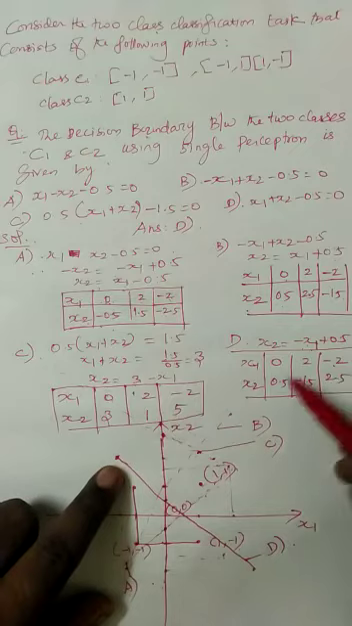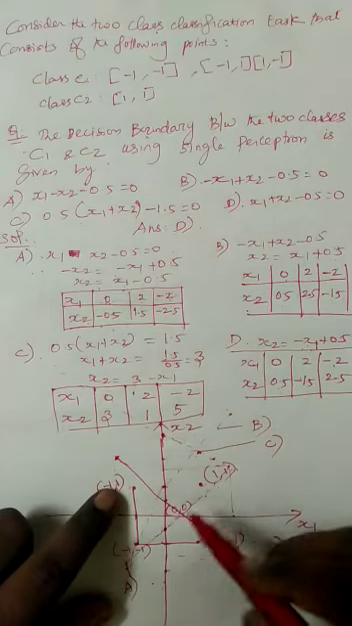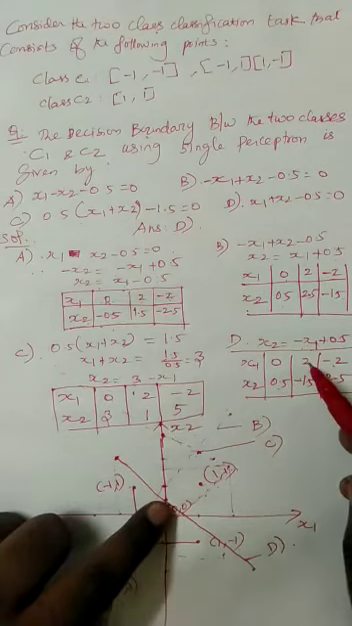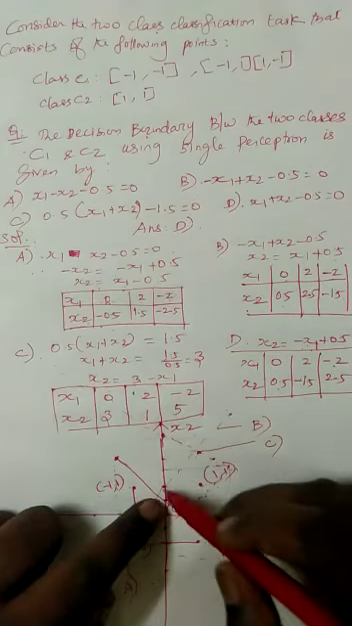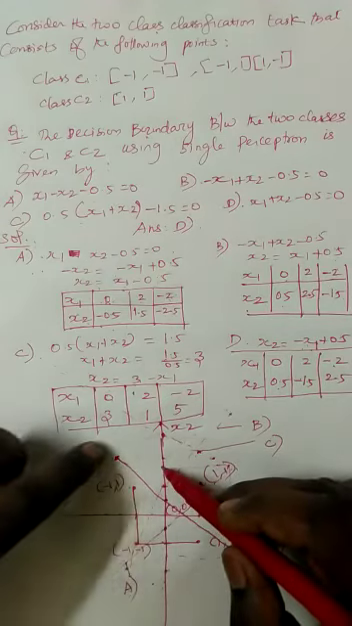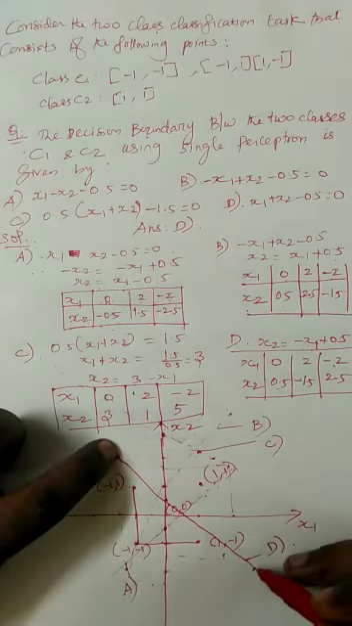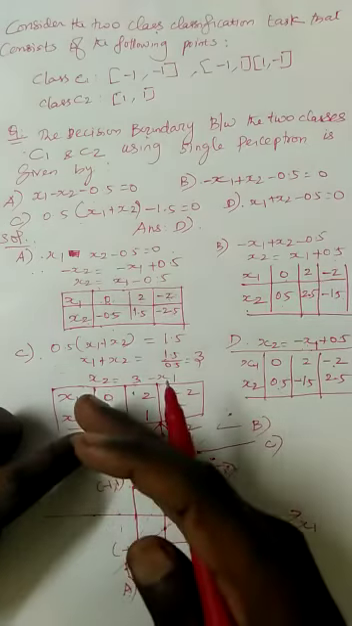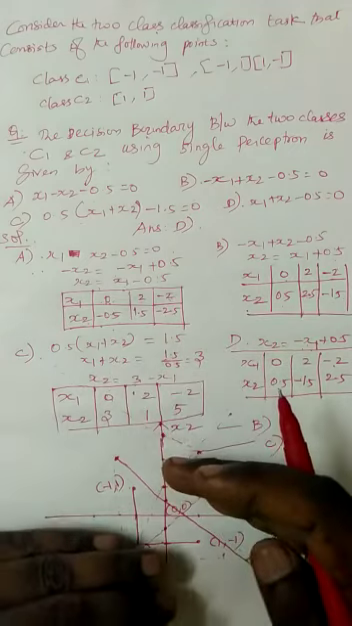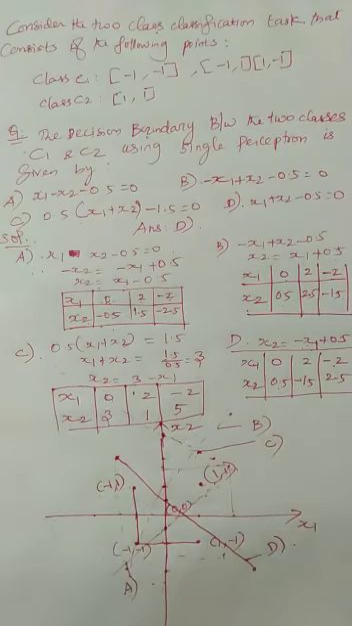For option D, I will explain now. The point (0, 0.5) is here. Now (2, -1.5), with 2 here and the negative value here, is this point. And now (-2, 2.5) will come here. Now if you draw this line, it will separate class C1 and class C2 separately. So option D is the correct line for separating these two classes.